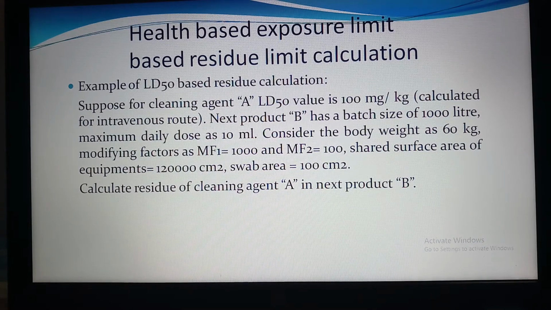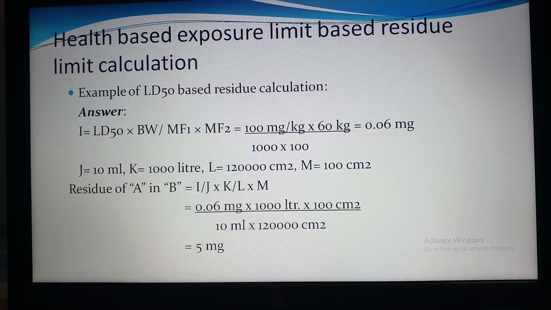We'll see one example. Suppose for cleaning agent A, LD50 value is 100 mg per kg, and that is calculated for the intravenous route. Next, product B has a batch size of 1000 liters, maximum daily dose as 10 ml. Consider the body weight as 60 kg, modifying factors as 1000 and 100. Shared surface area of equipment is 1,20,000 centimeters square, and swab area is 100 centimeter squares. So calculate the residue limit of cleaning agent A in next product B.